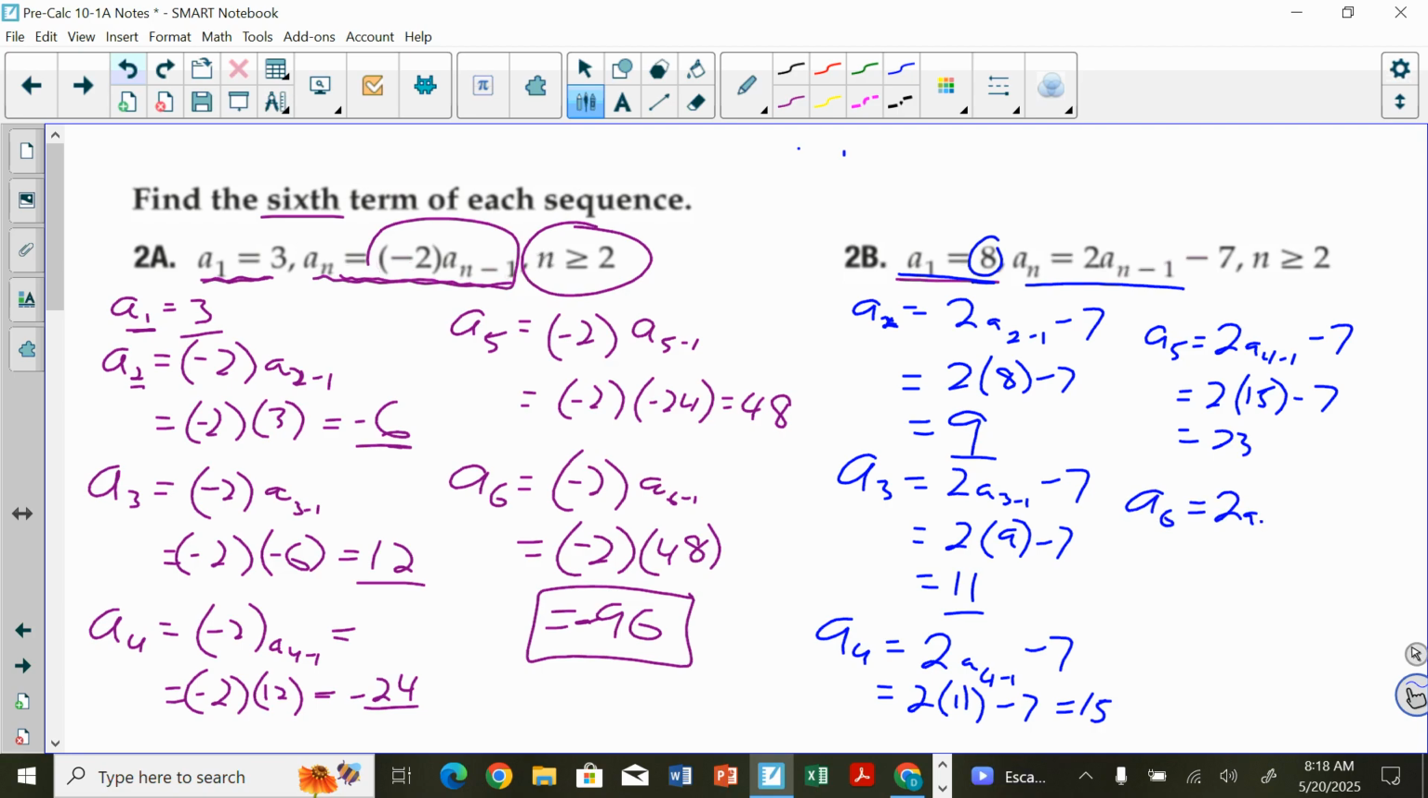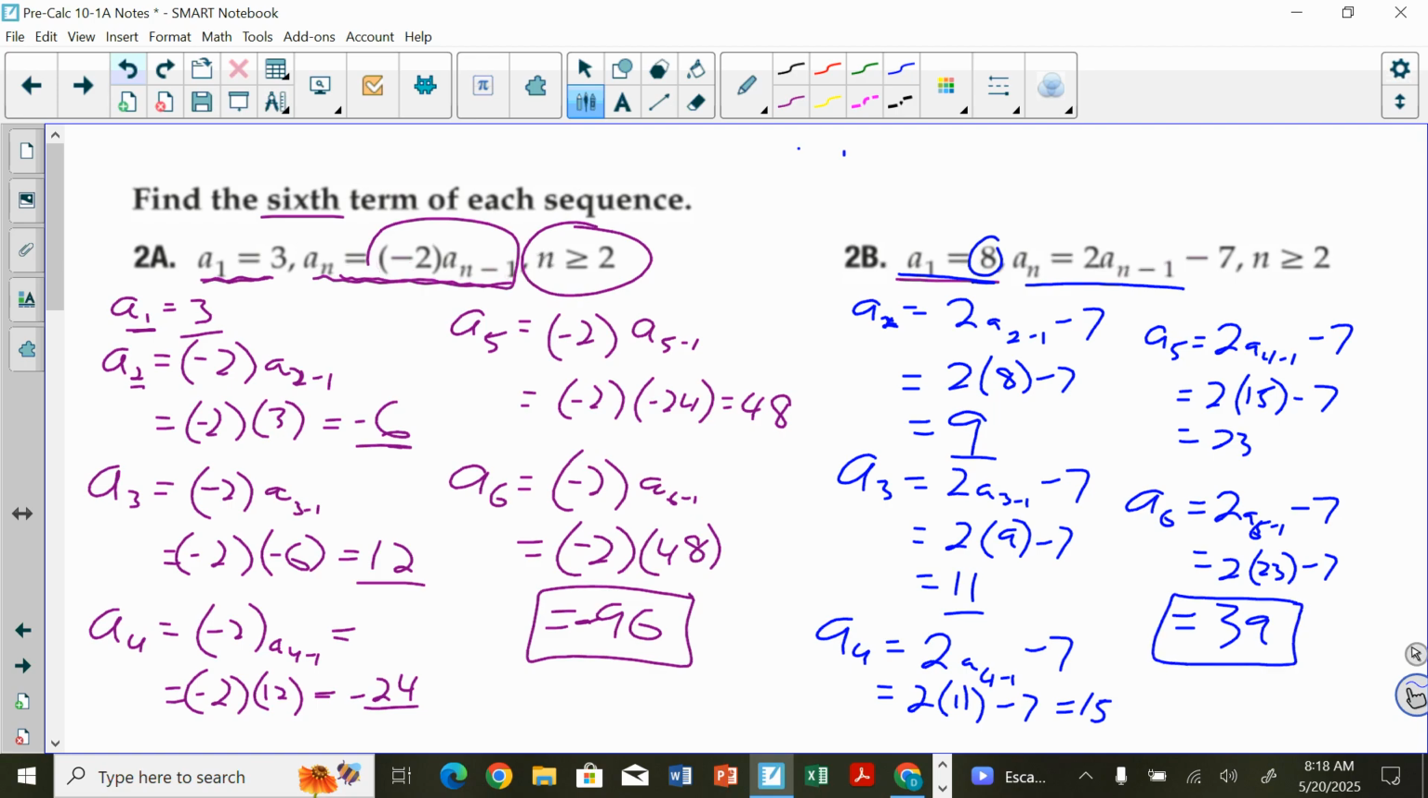2 times A sub 5 minus 1, minus 7 equals... 6 minus 1 here. This will be the 5th term. 2 times 23 minus 7, which is going to give us our 6th term to be 39.